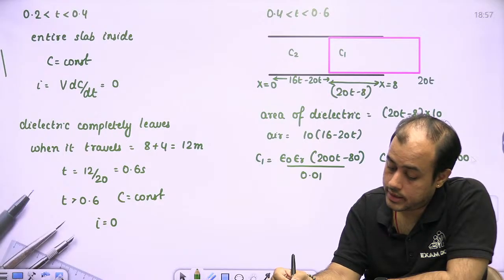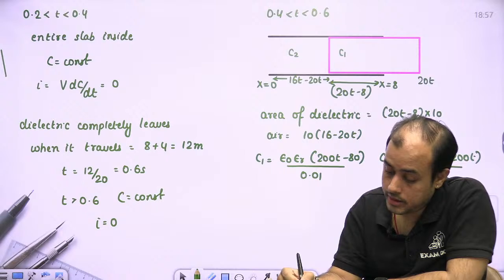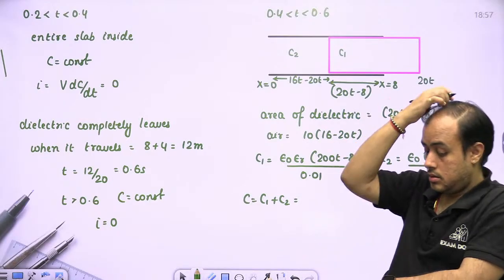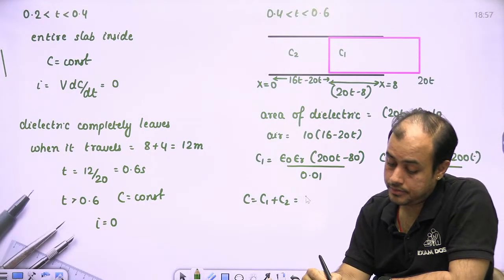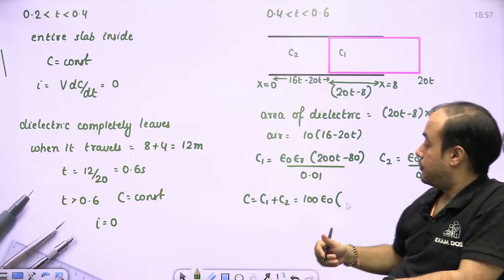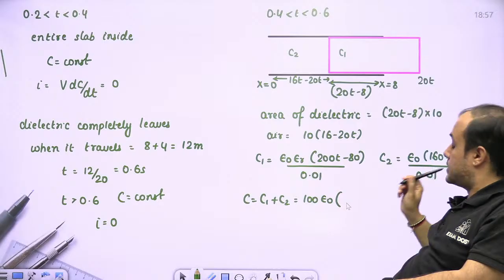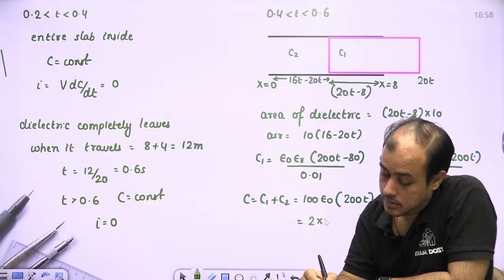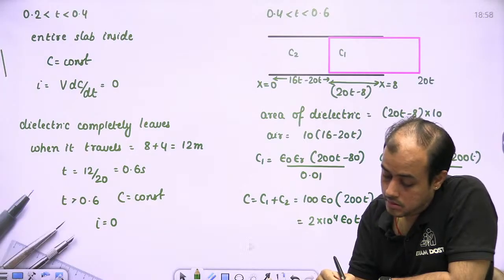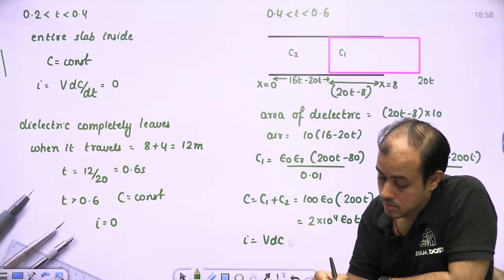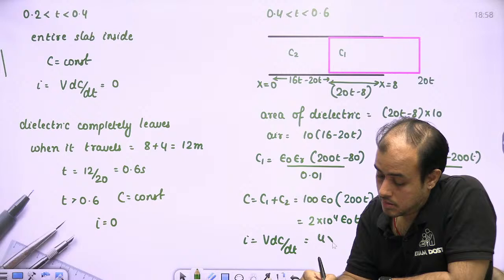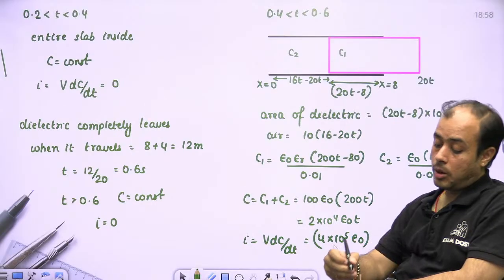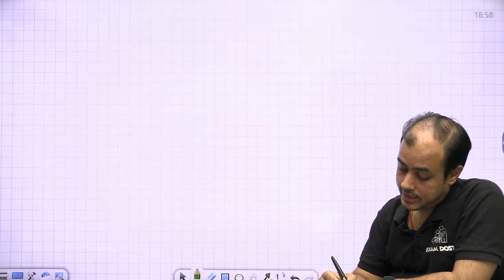Here 160 minus 200t by 0.01. 400t minus 160. 400t minus 160 plus 160 minus 200t. This is the current. So beta, now I have obtained the equation of the current. I can plot the graph.